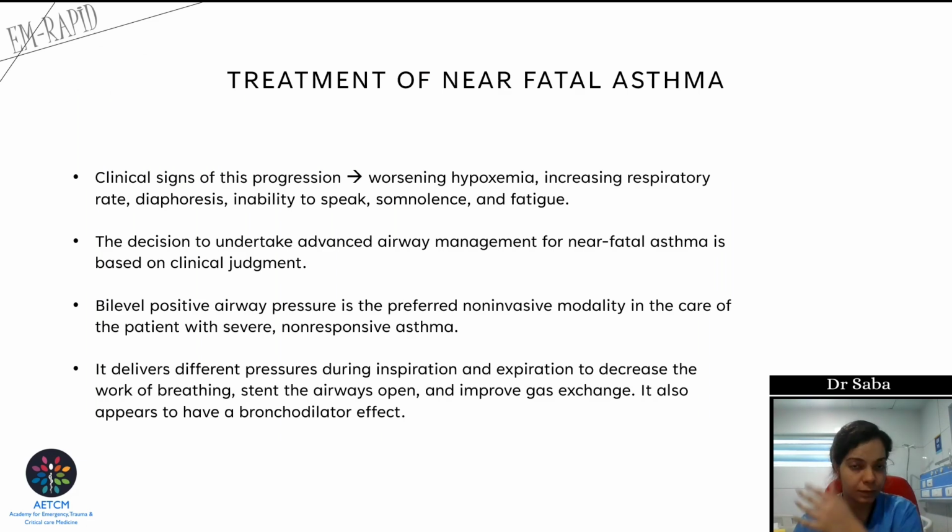So treatment of near fatal asthma: when clinical signs progress and the patient has ended up with worsening hypoxemia, increased respiratory distress with respiratory muscle fatigue, the child is not able to talk well, or altered sensorium, all of this hints towards near fatal asthma. In this case, the initial management involves securing the airway. So early intubation or early usage of non-invasive airway support like CPAP, BiPAP has to be considered.